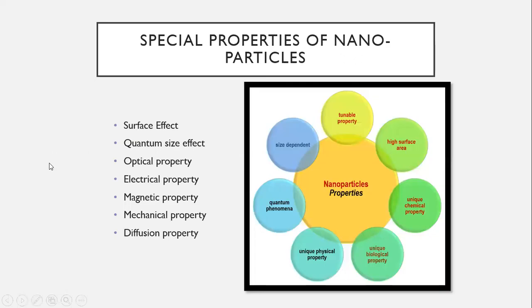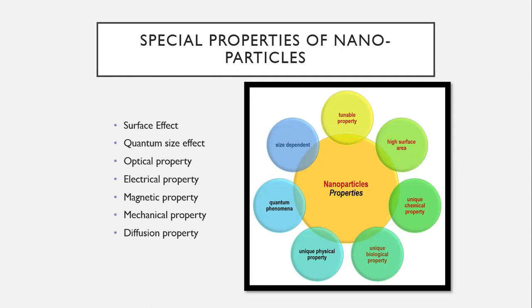So let us talk about the different properties of nanoparticles. We know that nanoparticles have enormous properties like surface effect, quantum size effect, optical property, electrical property, magnetic property, mechanical property, diffusion property. So let us talk about the surface effect. The surface effect properties of nanostructures are that bulk system has its origin in very fundamental physical property.